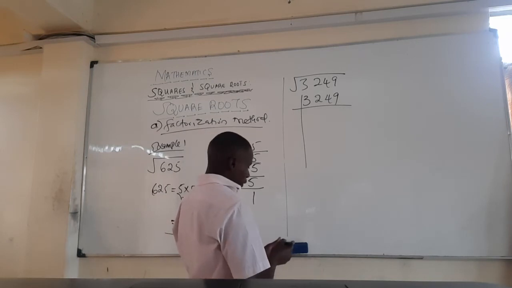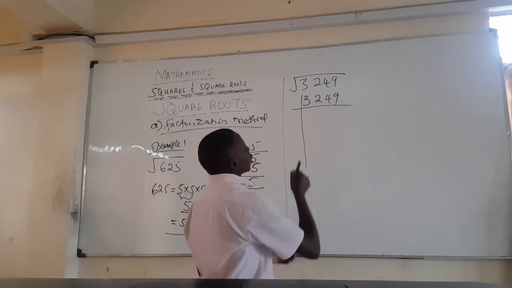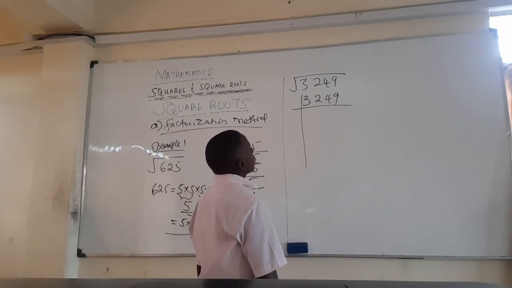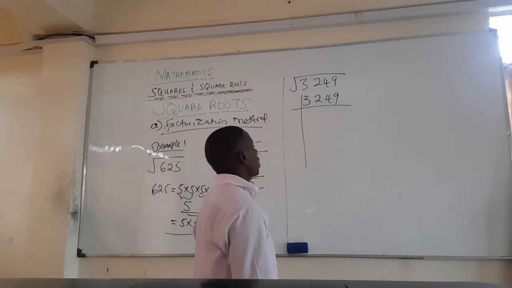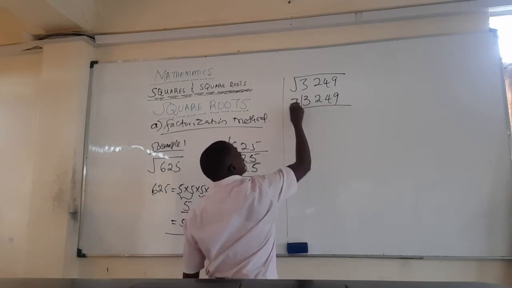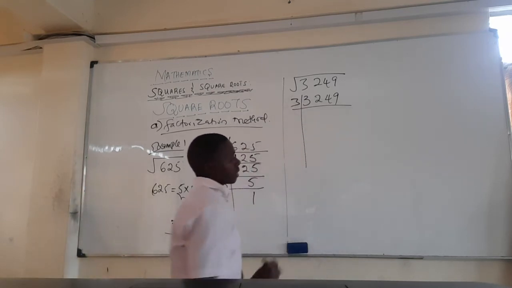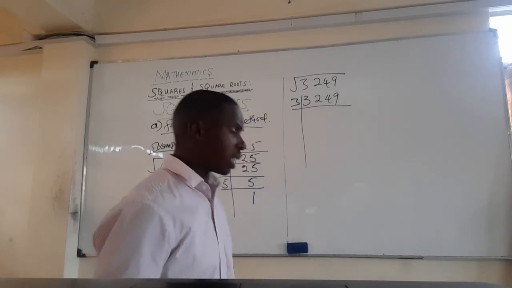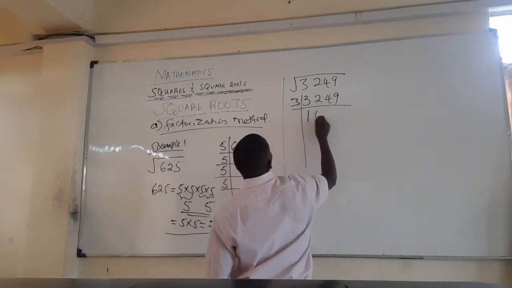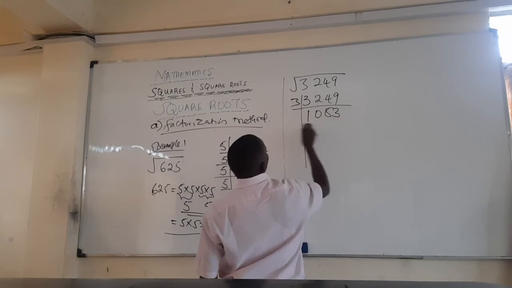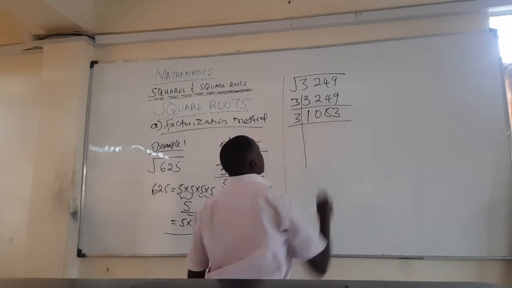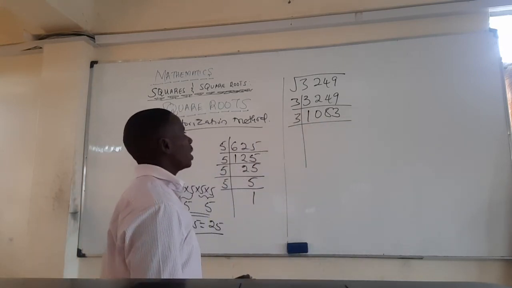Then we check whether it is divided by 2. No, the last digit is not an even number. And check whether it is divided by 3. You add the digits. 3 plus 2, 5, plus 4, 9, 9 plus 9, 18. So you can divide by 3. When you divide by 3, you're going to get 1,083. Then just have another 3 there. They usually go in pairs.